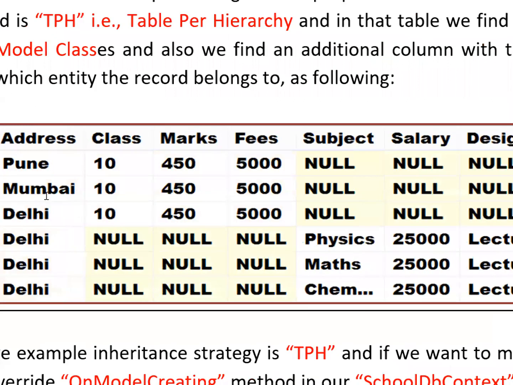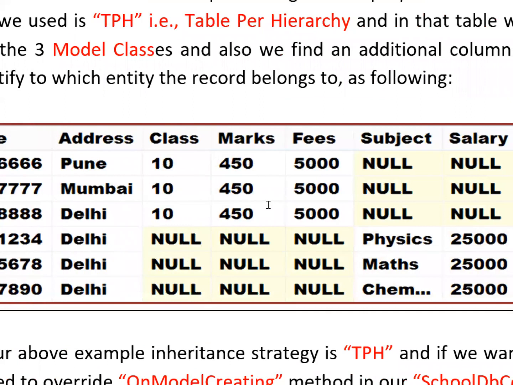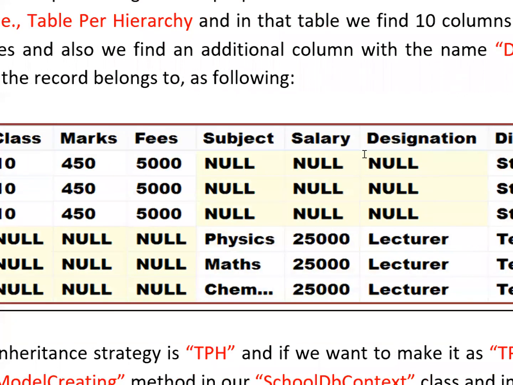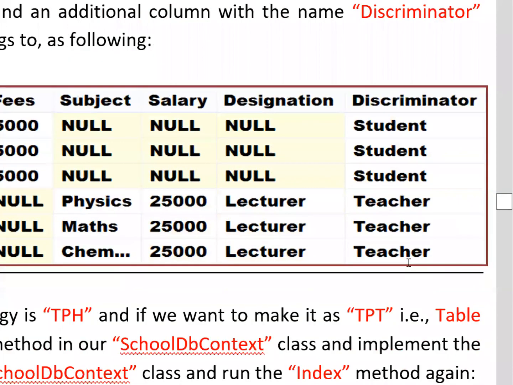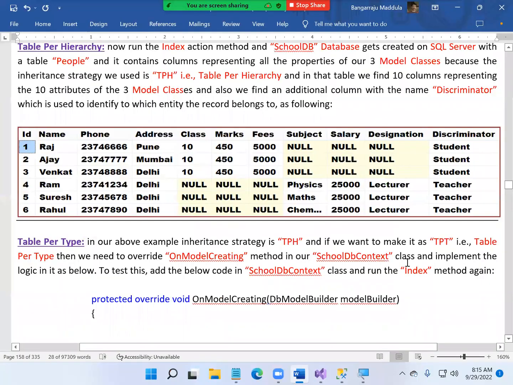When you are storing data for a teacher, it is putting nulls in the student columns. When you are storing data for a student, it is putting nulls in the teacher columns. And to tell whether it is a student or a teacher, it is maintaining a discriminator column. And this is what we call table per hierarchy. This approach or this concept is basically called table per hierarchy. It means for the whole hierarchy, one table is going to be created.